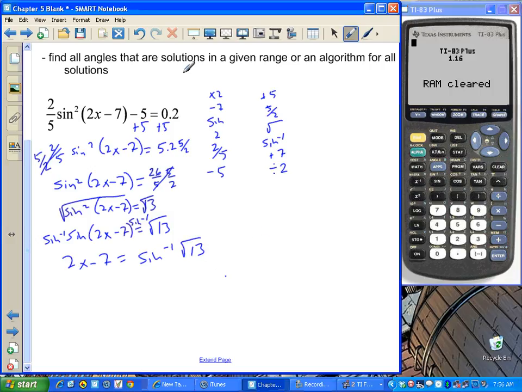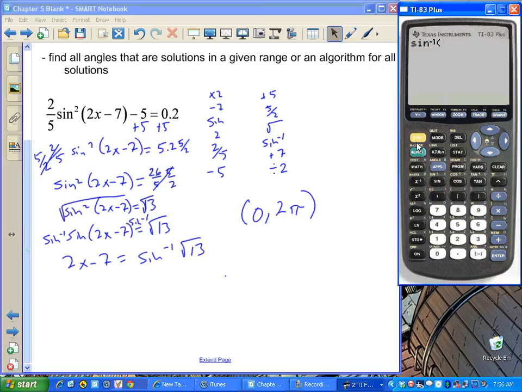All right, now here is where your range comes into play, because this is going to be an angle. Sine inverse trig functions give you an angle. If they want just the angles between 0 and 2 pi, I'm going to type this in and get a number out. So I'm going to do sine inverse of the square root of 13. Oh, that's not working because that's bigger than 1. I'm going to have to change my equation here.